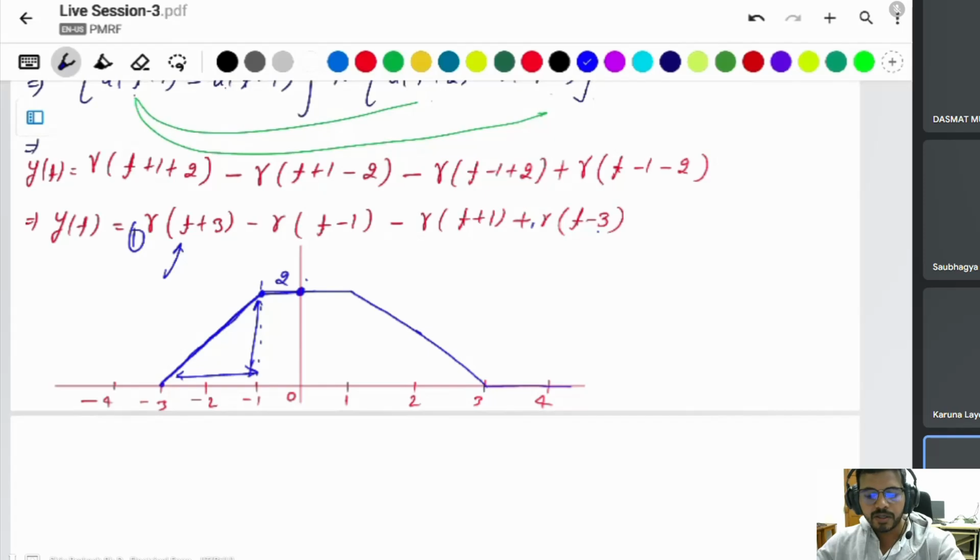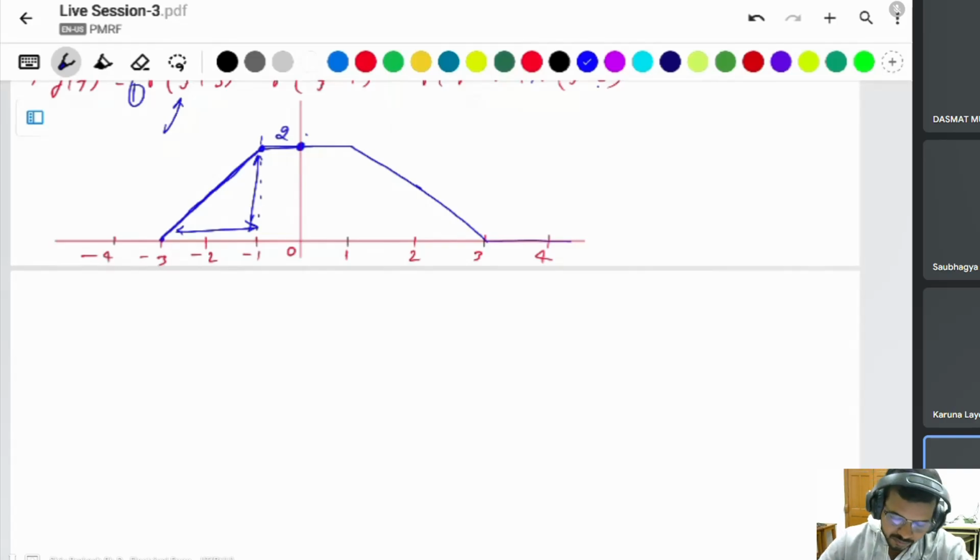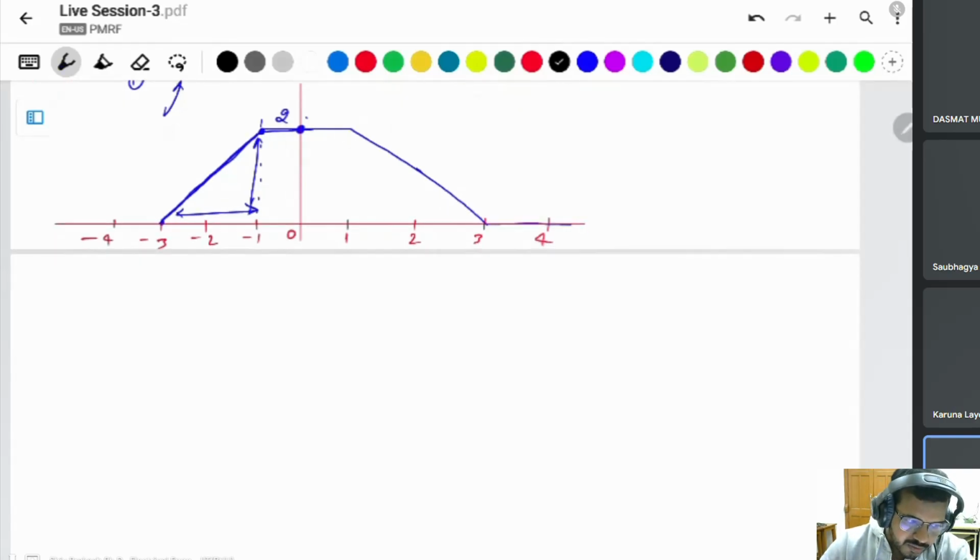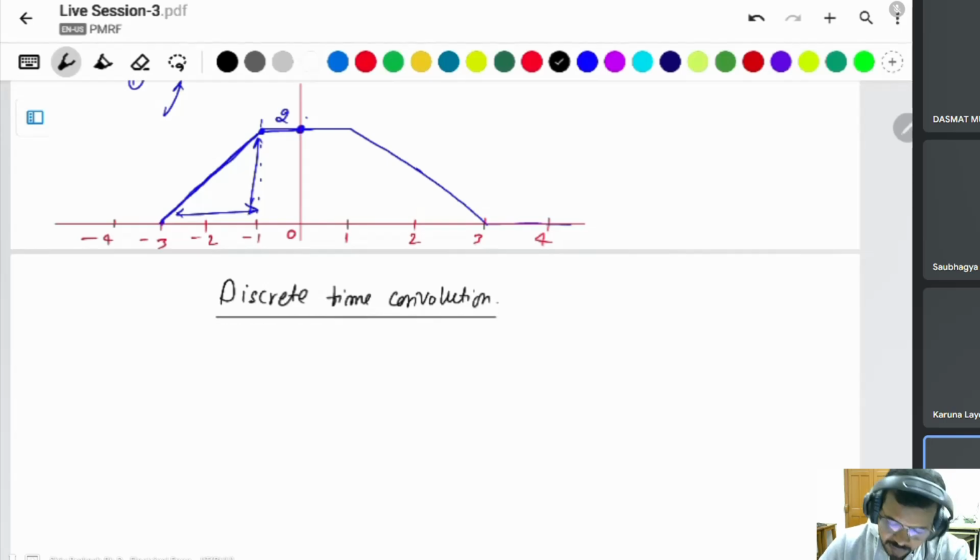This is all about the continuous time signal. And what happens if there is a discrete time convolution? How can you find the discrete time convolution? All of this is continuous time convolution. I have taken some direct example of this one.